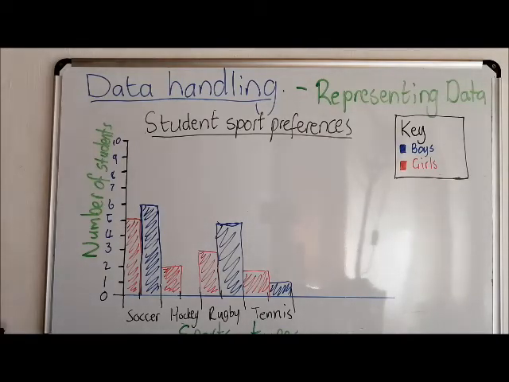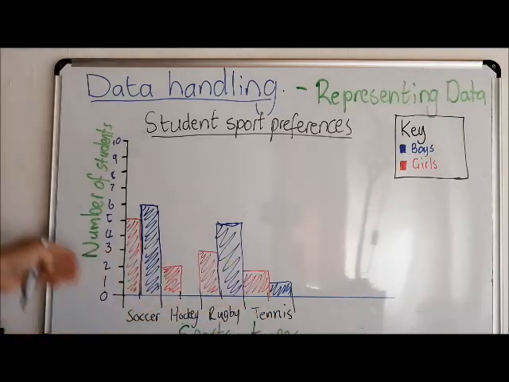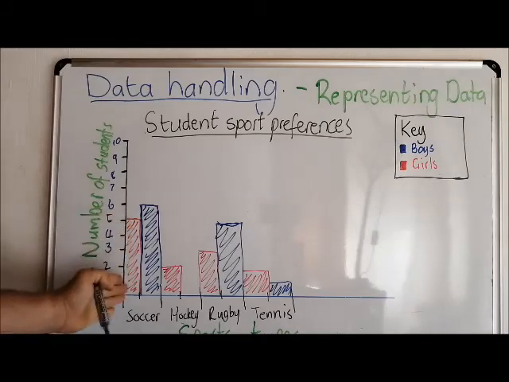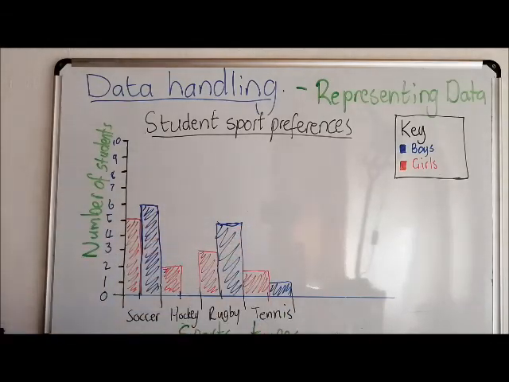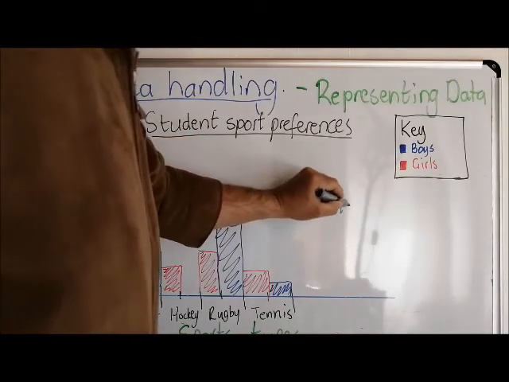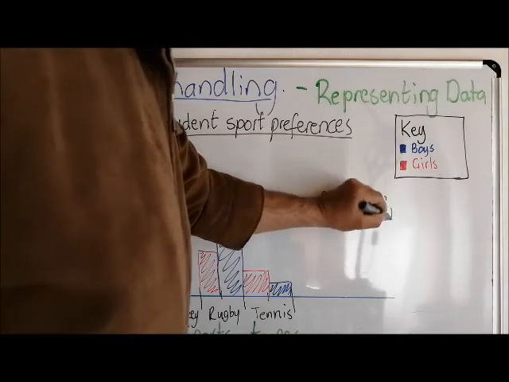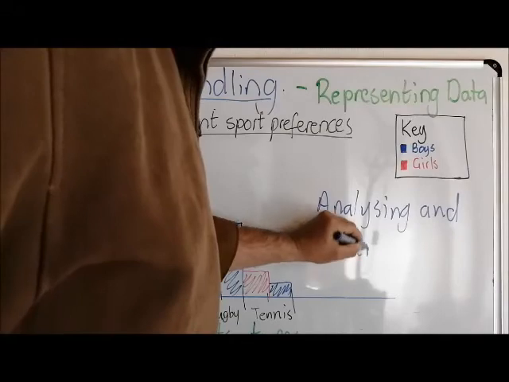Okay, now I've got my bar graph. The types of sports, soccer, hockey, rugby, tennis, and the number of students who wanted to play each sport. I've split it up into girls and boys, girls and boys, girls and boys, girls and boys. Okay, now I'll go to my last stage of data handling, and that's analyzing and interpreting.